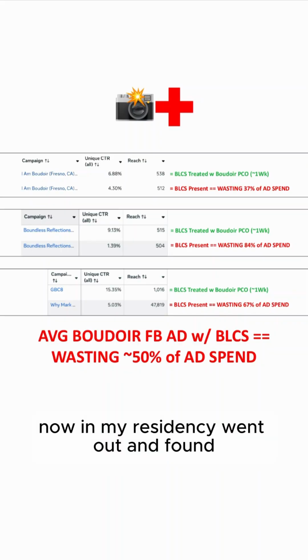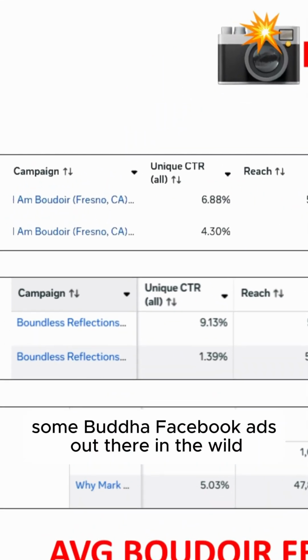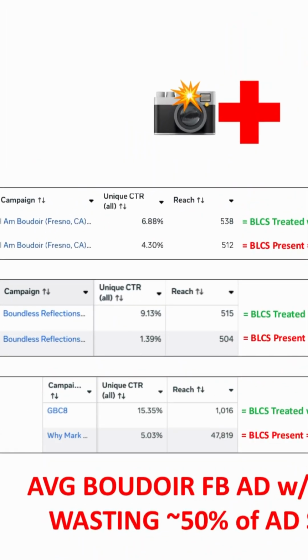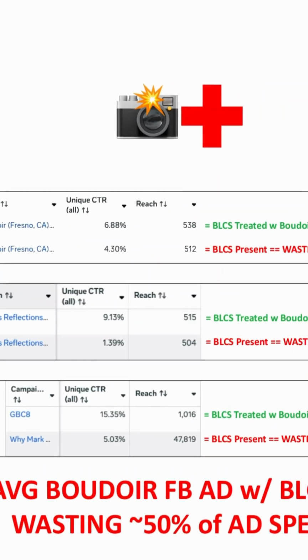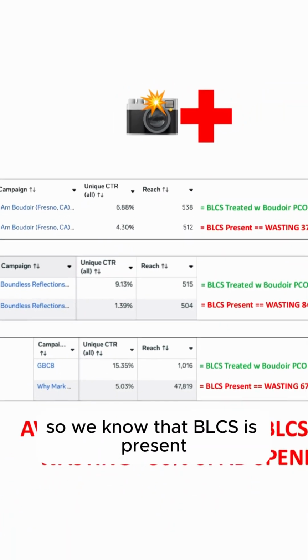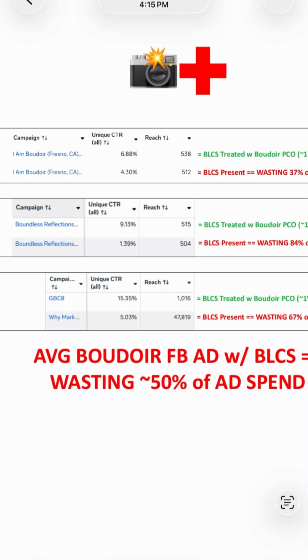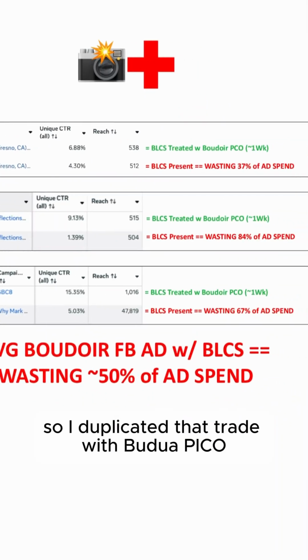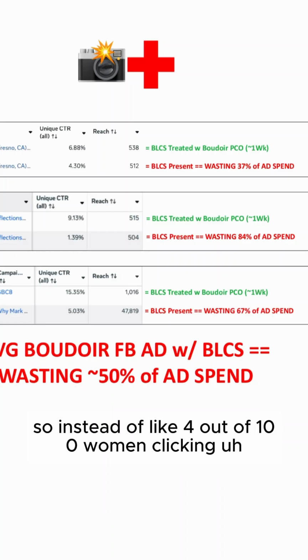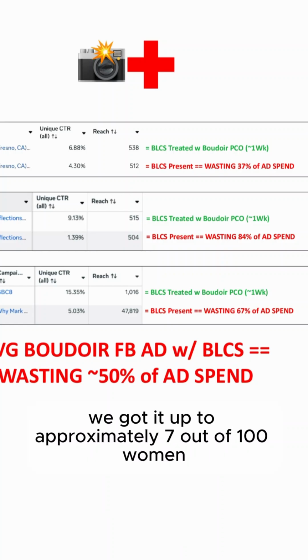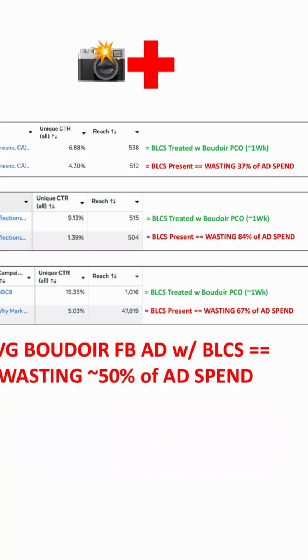Now, in my residency, I went out and found some Boudoir Facebook ads out there in the wild. The first one I tested, the unique CTR all was 4.3%. So we know that's under 6%, so we know that BLCS is present. So I duplicated that, treated with Boudoir Pico, took about a week, got the unique CTR all up to 6.88%. So way better. Instead of like 4 out of 100 women clicking somewhere in the ad, we got it up to approximately 7 out of 100 women.